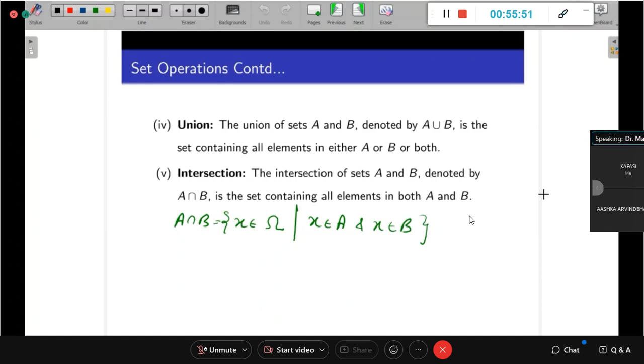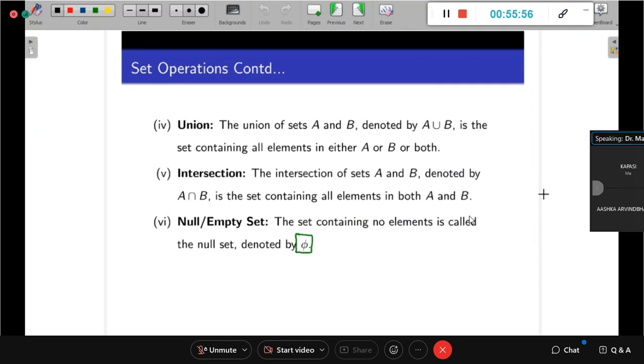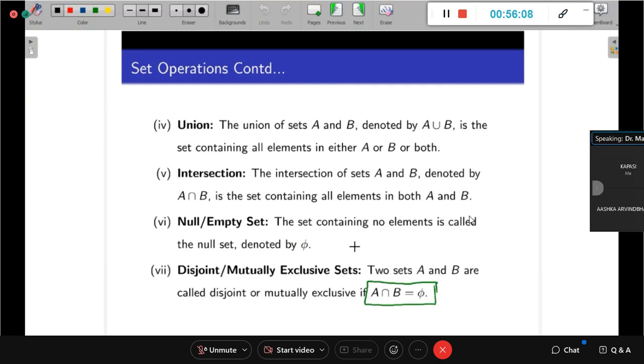Now, this is a very famous notation, phi, which is the notation for the null set, or you can say the empty set. Two sets are disjoint if their intersection is empty. For example, the set of natural numbers and the set of negative integers. So these are disjoint sets, or we will sometimes also say mutually exclusive sets.